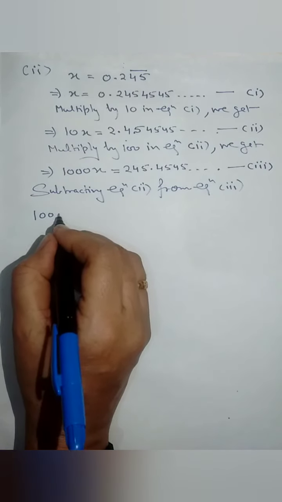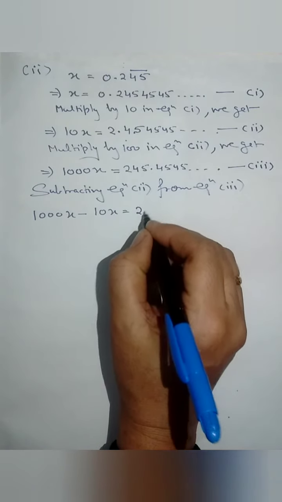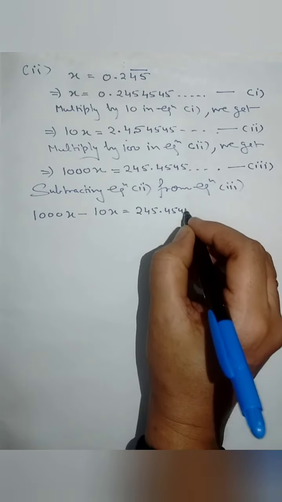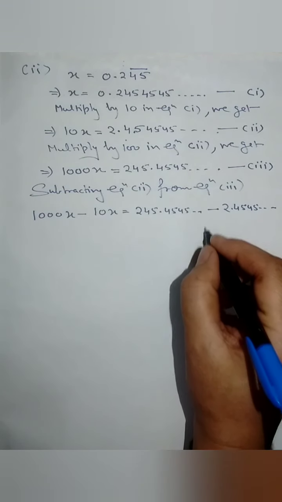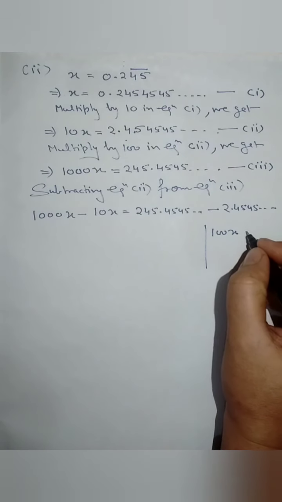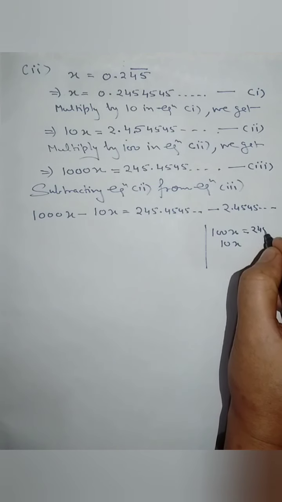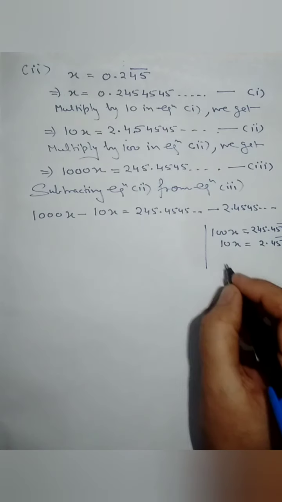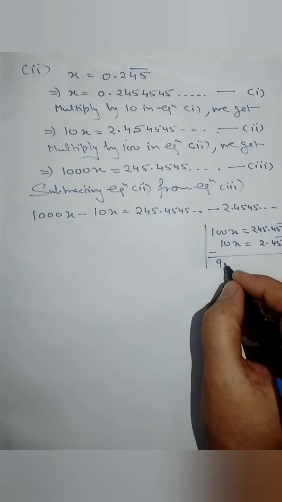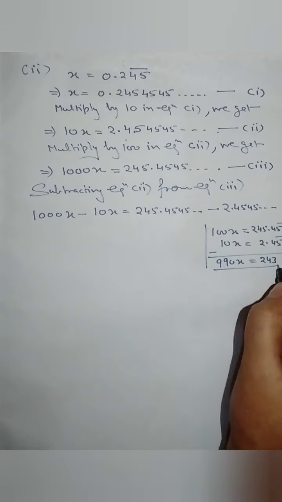In subtraction, as we have discussed, we will subtract left from left and right from right. It will be 245.4545 minus 2.4545 and so on. Just like 100x and on this side 10x, we can write this as 245.45 bar, and here we can write 2.45 bar. If we subtract, this will be 990x, and on this side we get 243.